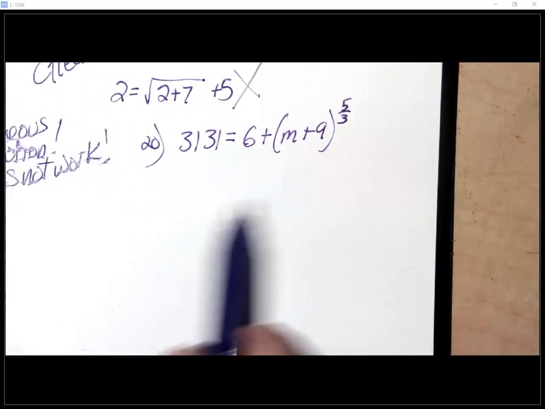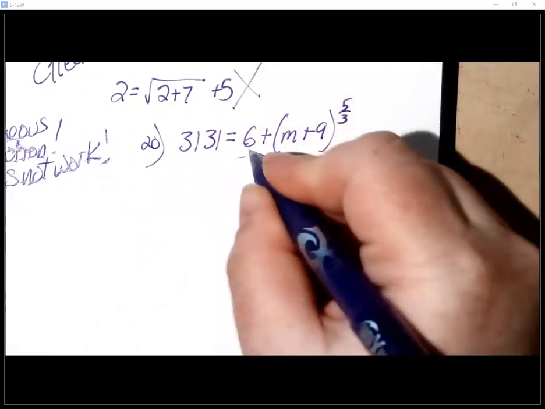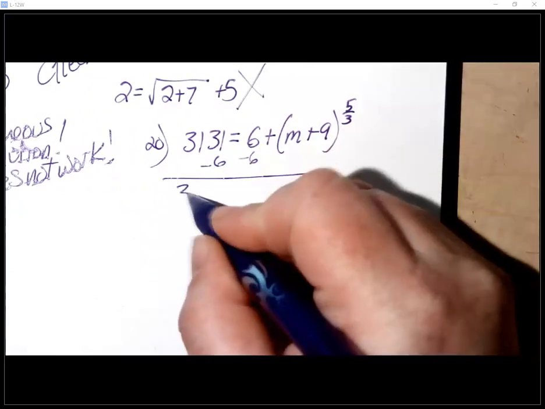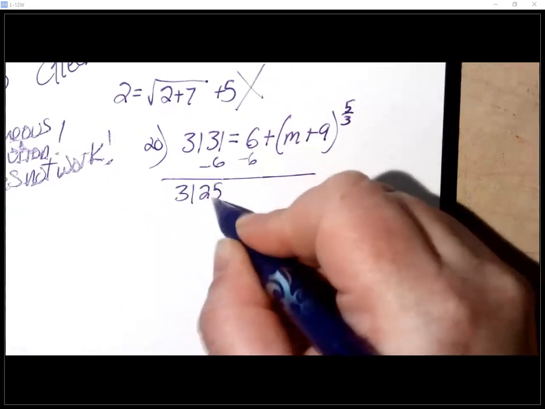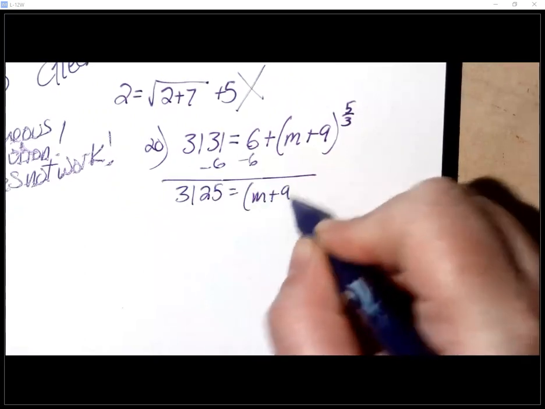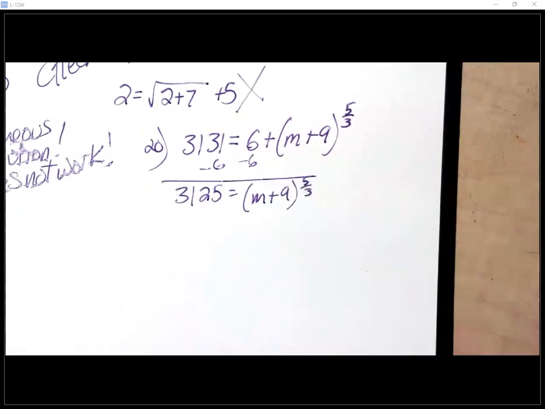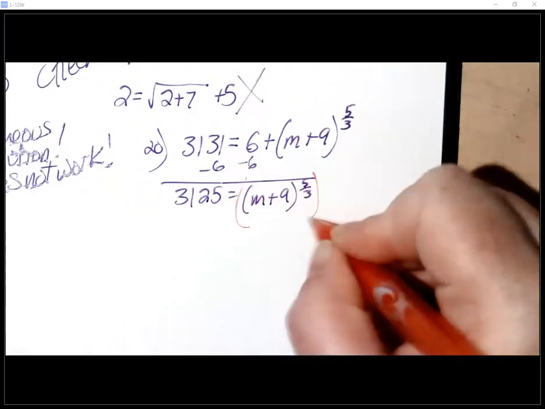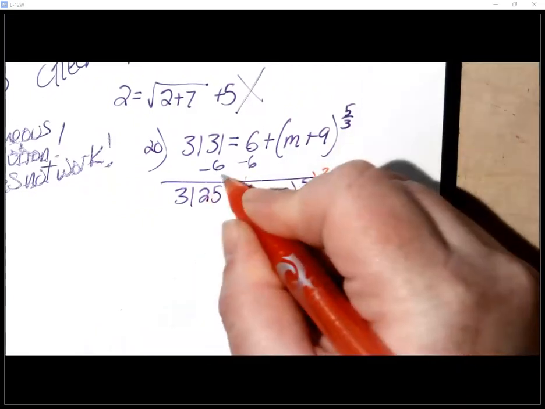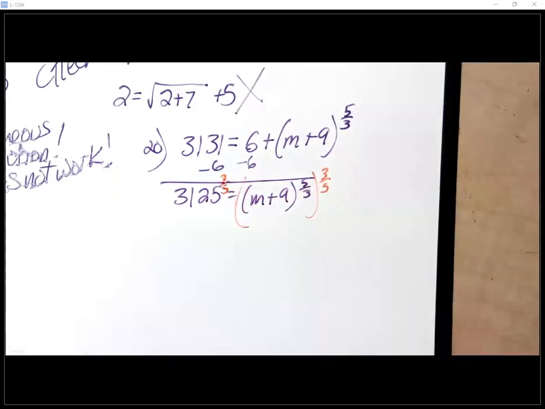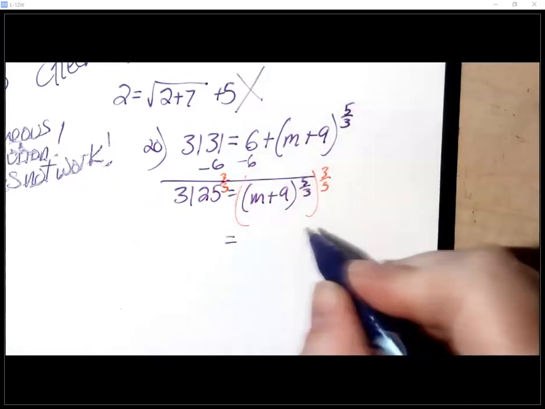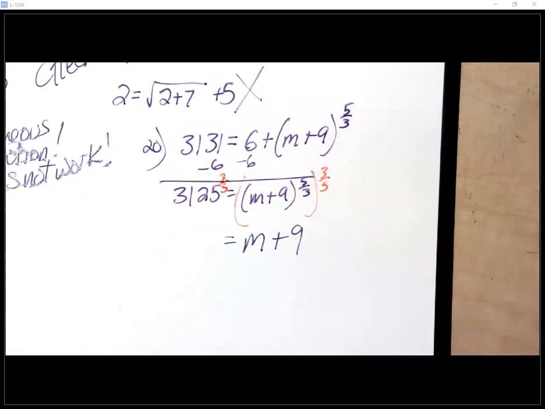So in this case, I got a -6 first, so we'll start there. So that's going to be 3125, right? And then I've got m plus 9 to the 5/3 power. Okay, cool. So that thing is by itself. Step 2, I want to raise both sides to the 3/5 in this case. I want the reciprocal power. So I'll raise you to the 3/5 and you to the 3/5. On the right-hand side, that just becomes m plus 9.